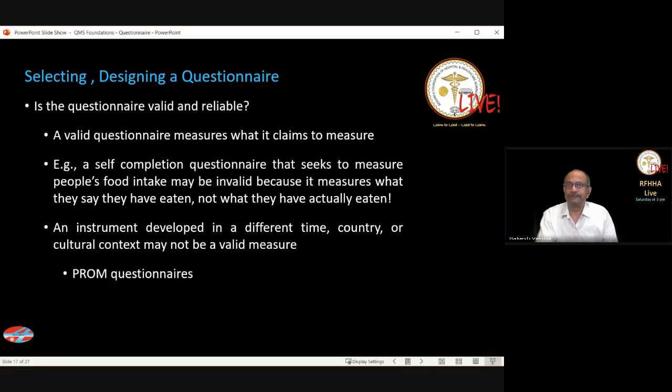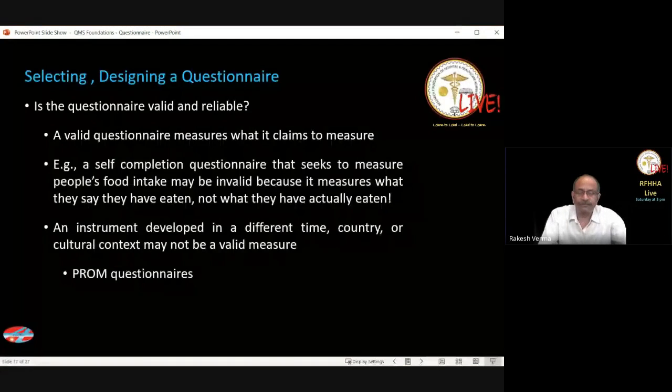Next is, is the questionnaire valid and reliable? Now, a valid questionnaire measures what it claims to measure. So the questions are designed in such a manner that the understanding of those questions by the respondent is the same across your respondents. It is not that one person will understand it differently and the other person will understand it differently. So that is the validity. One example I've given here is a self-completion questionnaire that seeks to measure people's food intake may be invalid, because it measures what they say they have eaten and not what they have actually eaten.